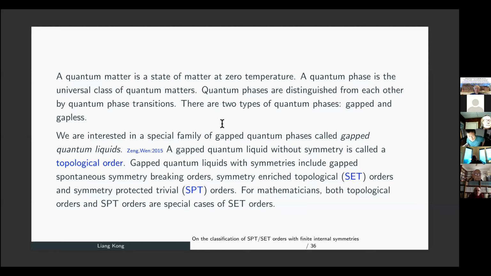It is gapped, and the gapped liquid can also have symmetries. In this case, it includes the gapped spontaneous symmetry breaking orders, the symmetry enriched topological orders, called SET orders, and the symmetry protected trivial topological orders, called SPT orders. For mathematicians, both topological orders and SPT orders are special cases of SET orders, because topological order is just SET order with trivial symmetry, and SPT order is SET order with a trivial topological order. So sometimes I would just call it the SET order and treat the others as special cases.